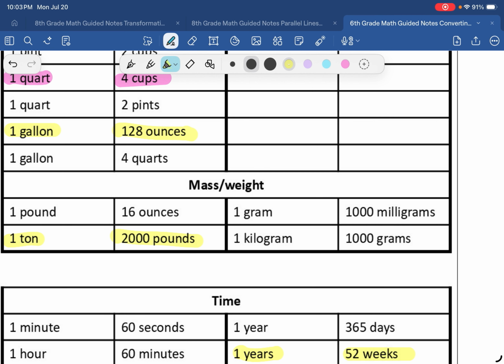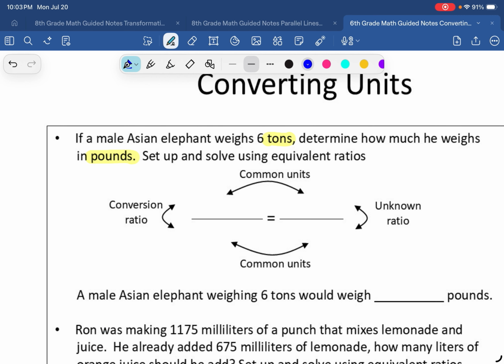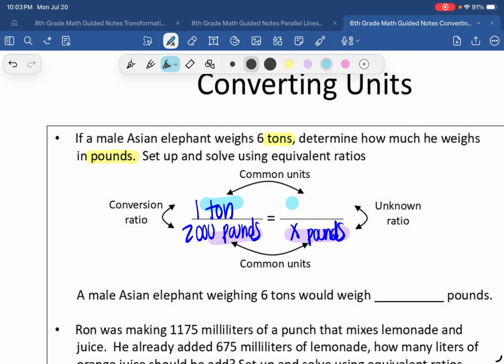1 ton is 2,000 pounds. I put pounds on the bottom, so we will keep pounds on the bottom. And I don't know my pounds there, so I'm going to put X pounds. And then tons in the top. So that's going to be 1 ton to 6 tons.